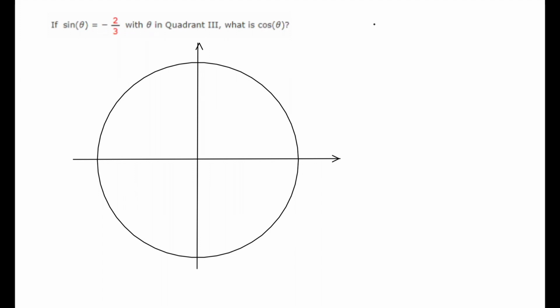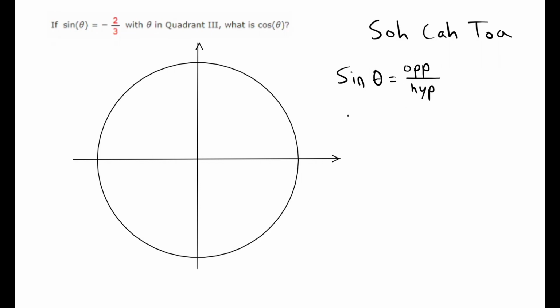One of the definitions of sine comes from the acronym SOHCAHTOA, where sine of theta is the opposite over the hypotenuse. Cosine theta is the adjacent over the hypotenuse. And tan theta is opposite over adjacent.